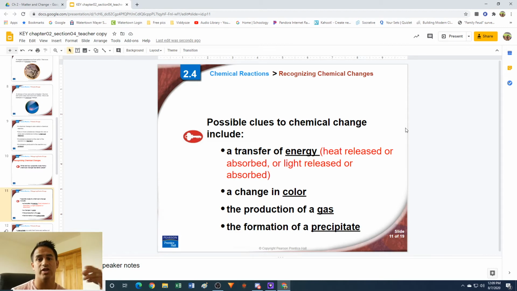Or if it gives off light, right? It glows a certain color when you light it on fire and it gets really bright, or it gets really dark and it absorbs light. Those are usually indications that a chemical change is taking place.